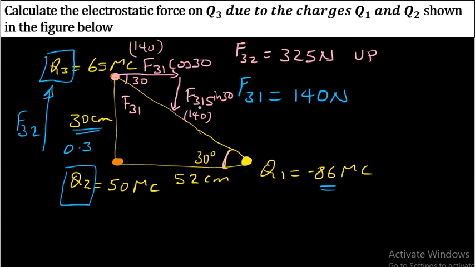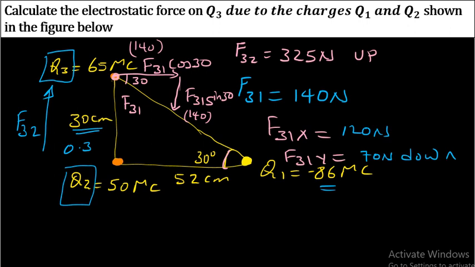That force has to be decomposed. It will be broken down, and then it will give us this. Then let us see. So F3 from 1 in the x direction, and F3 from 1 in the y direction. We have two forces. The forces will be 120 Newton and 70 Newton. F31y is a downward force, that's why it says down.